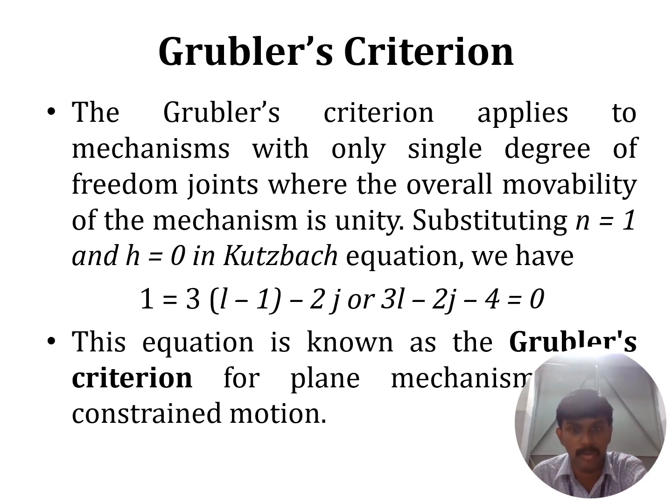Now the Grubler criterion. The Grubler criterion applies to mechanisms with only single degree of freedom joints. Overall, the mobility of the mechanism is unity, so the degrees of freedom n equals 1. Applying n equal to 1 and H equal to 0 in the Grubler equation, we finally get 3L minus 2J minus 4 equal to 0. This is the Grubler's criterion. Here L is the number of links and J is the number of joints for the planar mechanism.